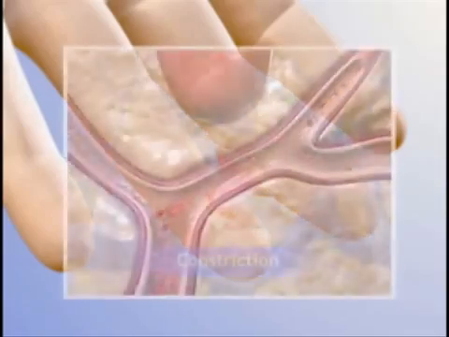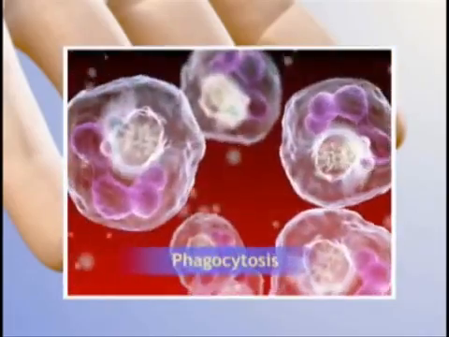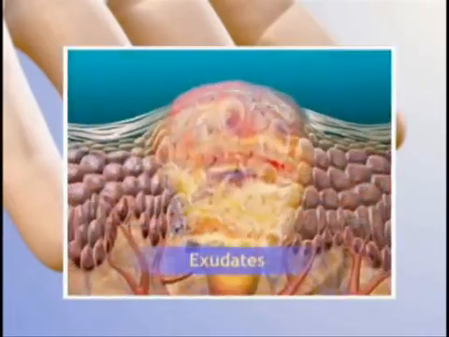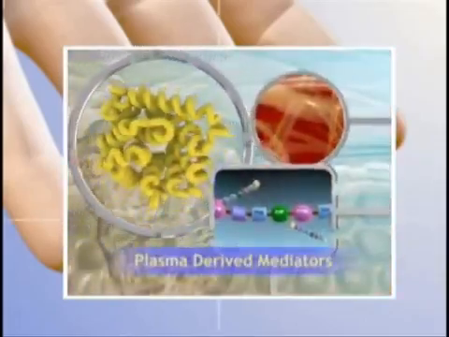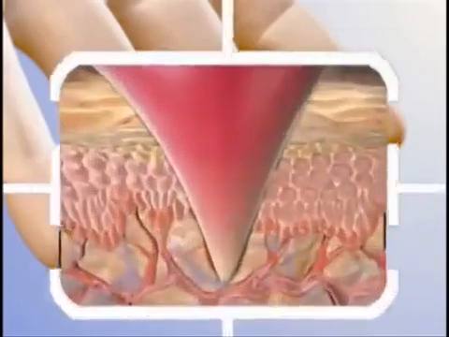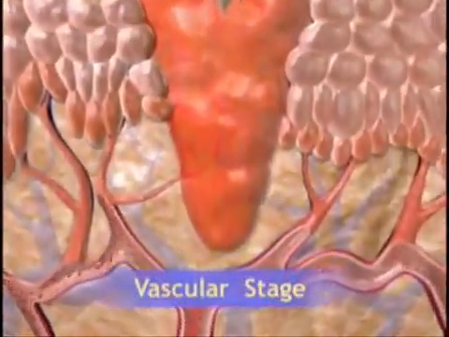Acute inflammation typically occurs before the immune response becomes established and aims primarily at removing the injury-causing agent and limiting the extent of tissue damage. Acute inflammation occurs in two overlapping stages, vascular and cellular.